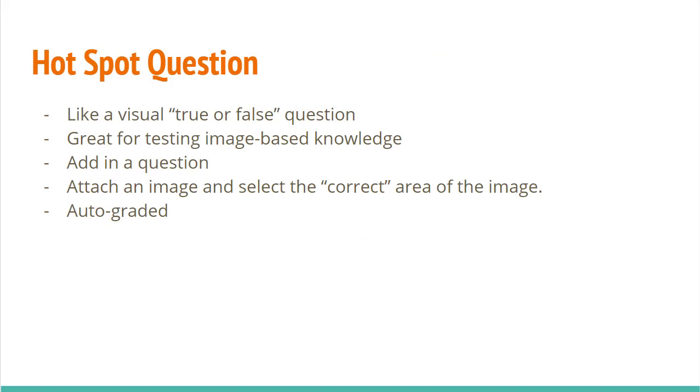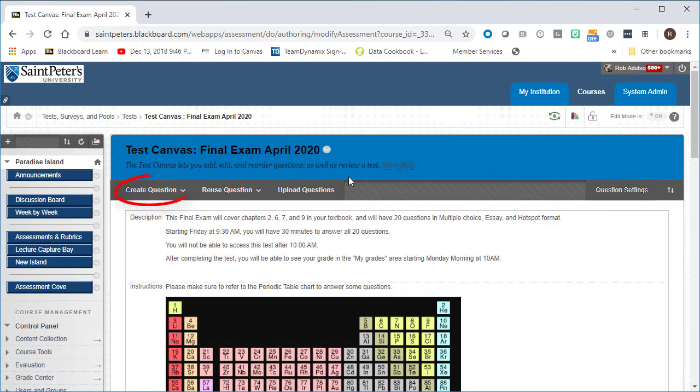The next type of question that we will discuss is a hotspot question. Now, you may not have heard of this before, but it's like a visual true or false question, and it's great for testing image-based knowledge. You add a question, attach an image, and then select the correct area of the image. This is also auto-graded. Let's look at an example of a hotspot question.